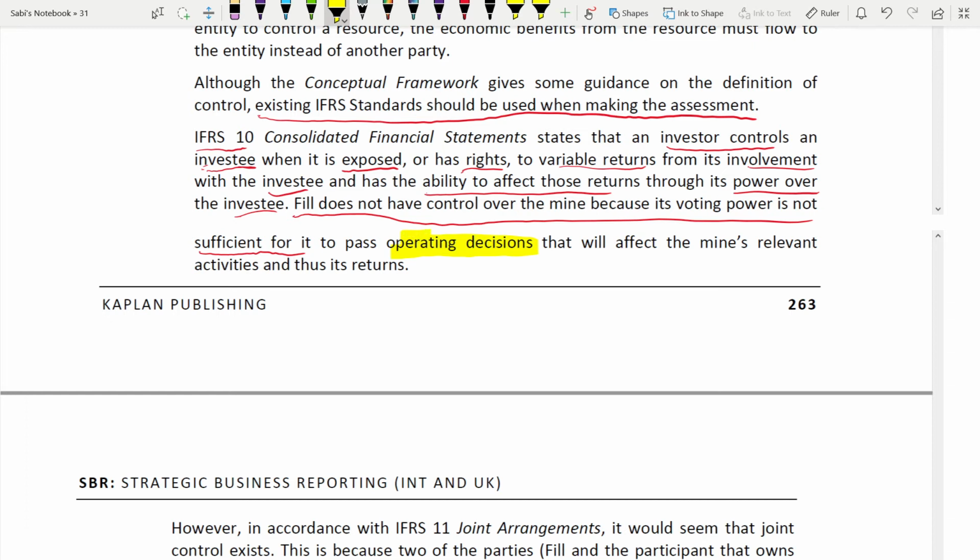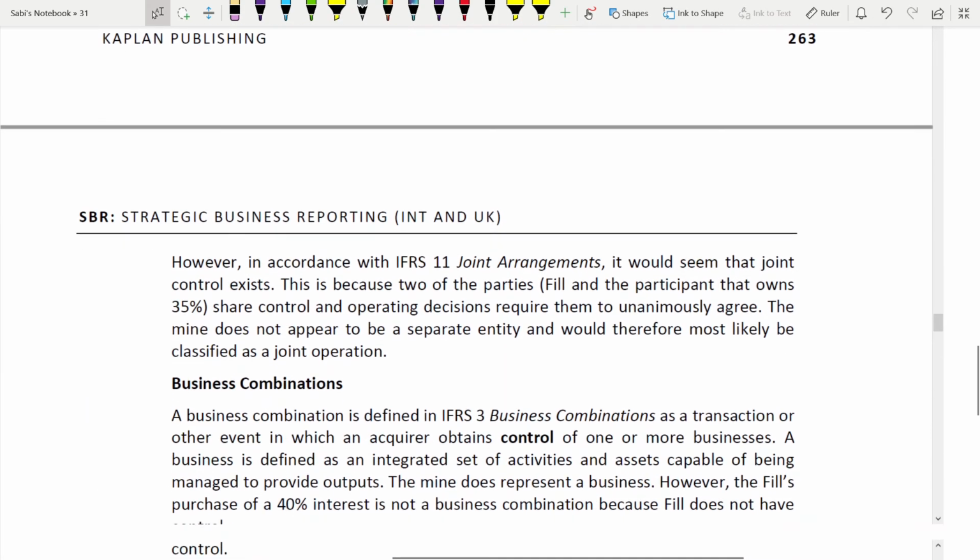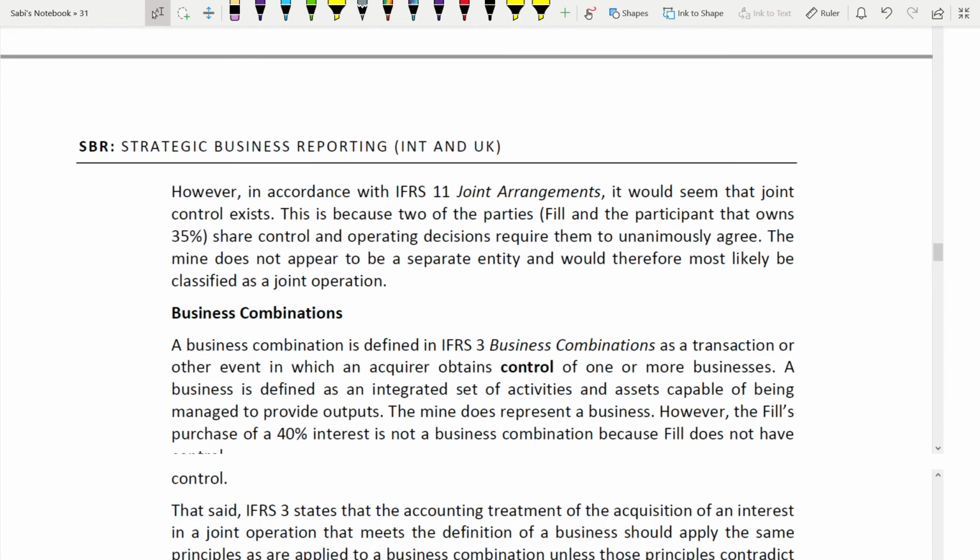That will affect the mine's relevant activities and thus its returns. You cannot have a say over the activity, nor can you affect the returns. You cannot change the returns they are getting. So, no control. Now, next we are moving towards the next standard, IFRS 11.